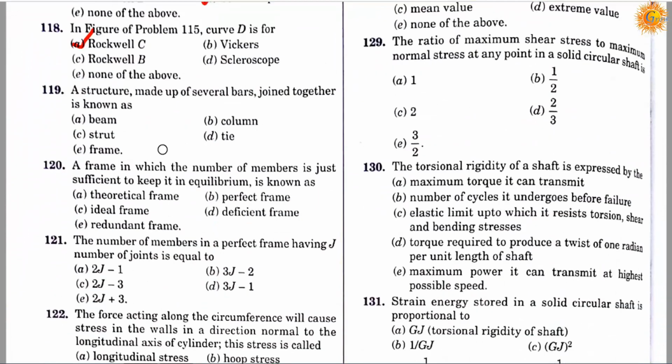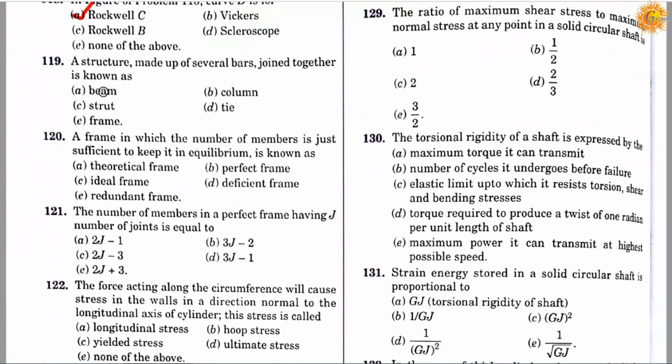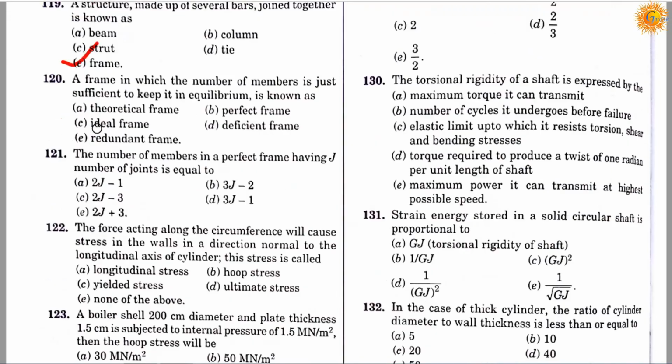Question number 119. A structure made up of several bars joined together is known as option A is beam, option B is column, option C is a strut, option D is a tie, and option E is a frame. Correct answer is E. It's called frame.